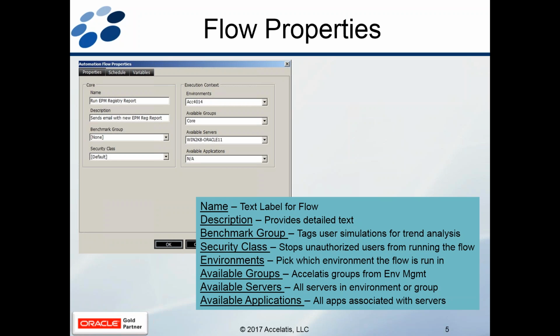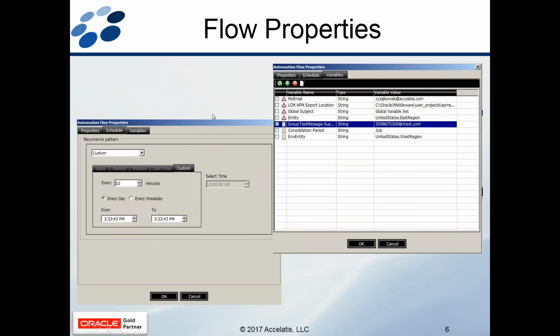So depending on what you pick here, that will set your flow properties. Now, there's a couple other tabs here. There's a schedule tab. And of course, depending on what you pick on the schedule, here you see I have custom to run every 10 minutes. But depending on what you pick down there, you can schedule it to run at a certain time. And then the other tab is variables. We won't cover variables today, but just know that when you pick the variables tab under your flow, you will see a list of variables that are available for that flow.